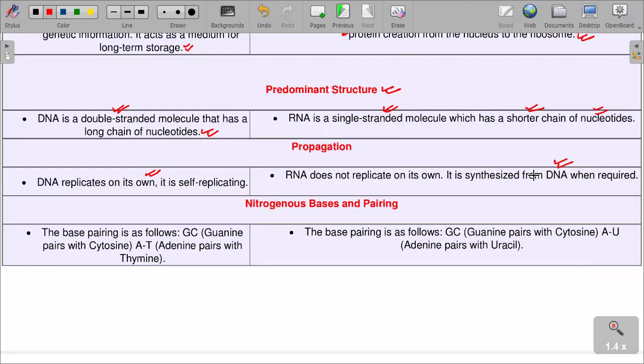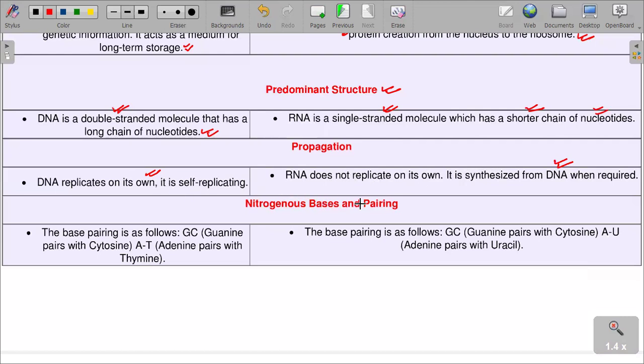For clarity, I'm saying it is synthesized from DNA when required during transcription. During transcription, it is required to allow protein synthesis. So whenever proteins are to be produced, a structure of mRNA must be formed. So RNA does not replicate on its own. It is synthesized from DNA whenever it is required.